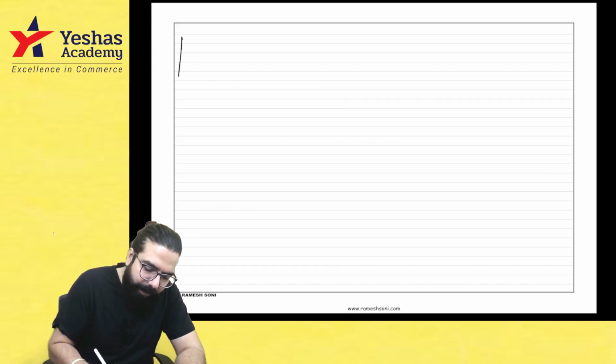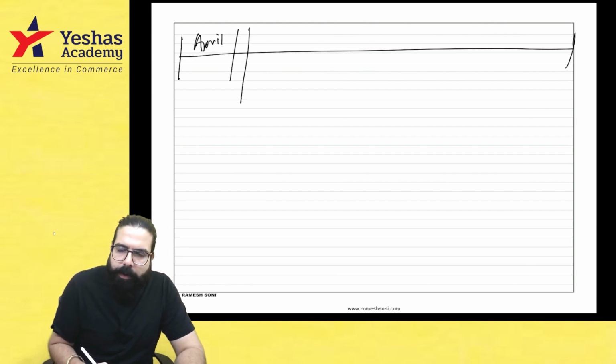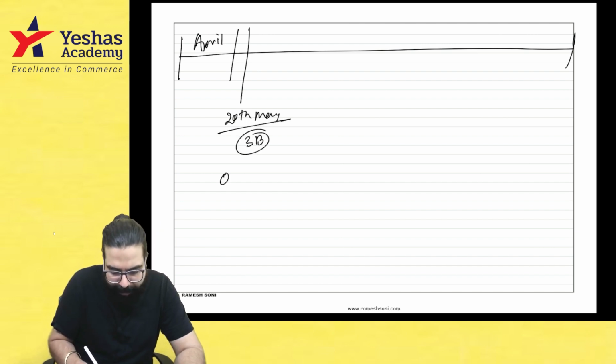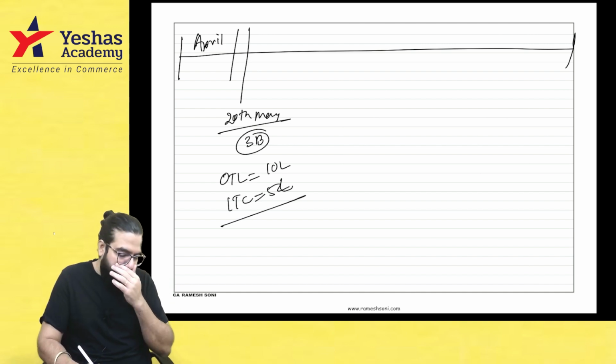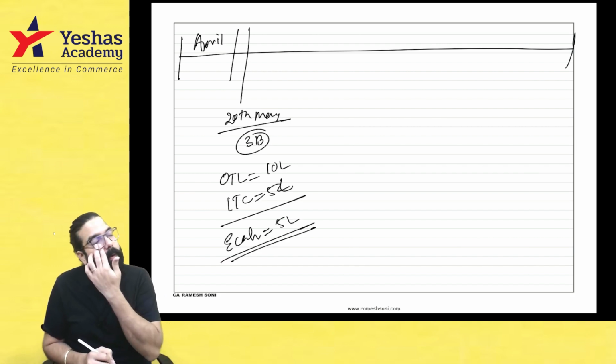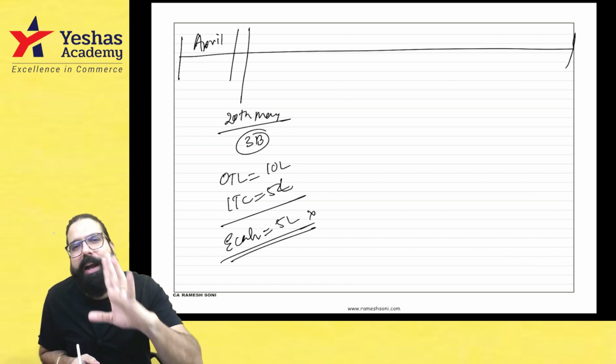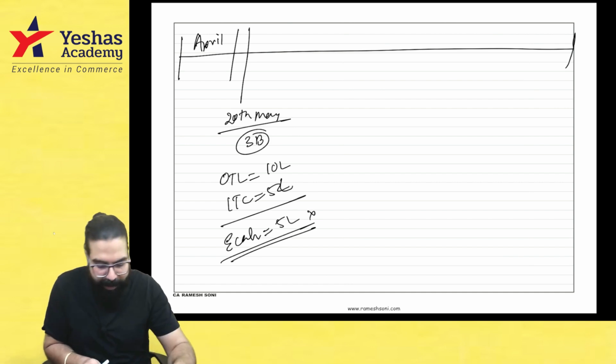I'll take the same example. April, 20th May, I had to file my GSTR 3B. My output tax liability is 10 lakh. Input tax credit is 5 lakh. I have to pay the remaining 5 lakh rupees using my e-cash ledger. Yes, sir. Now, you know what happened? I did not have 5 lakh rupees, but I had 2 lakh rupees with me.